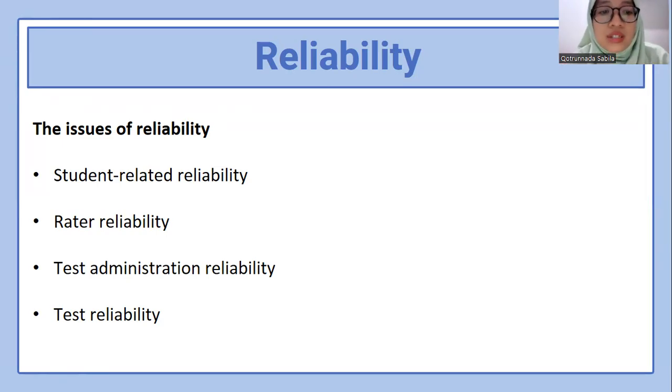For example, street noise when using a tape recorder for comprehension, and in photocopying, variation in the amount of light in different parts of the room, temperature, and even the condition of desks and chairs. And then test reliability. If a test is too long, test takers may become fatigued by the time they reach the later items and hastily respond incorrectly.